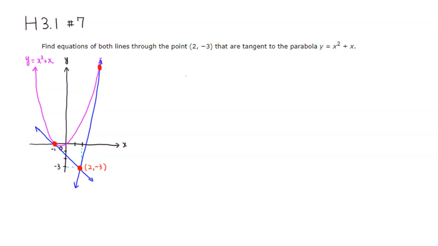So I drew a ballpark picture. This is the parabola, x^2 + x. Then we have this point (2, -3), and in this case we should be able to draw two separate tangent lines. So let's find them. Since we don't know the point of tangency, we're going to call it something. I'm going to call this point of tangency (a, b).